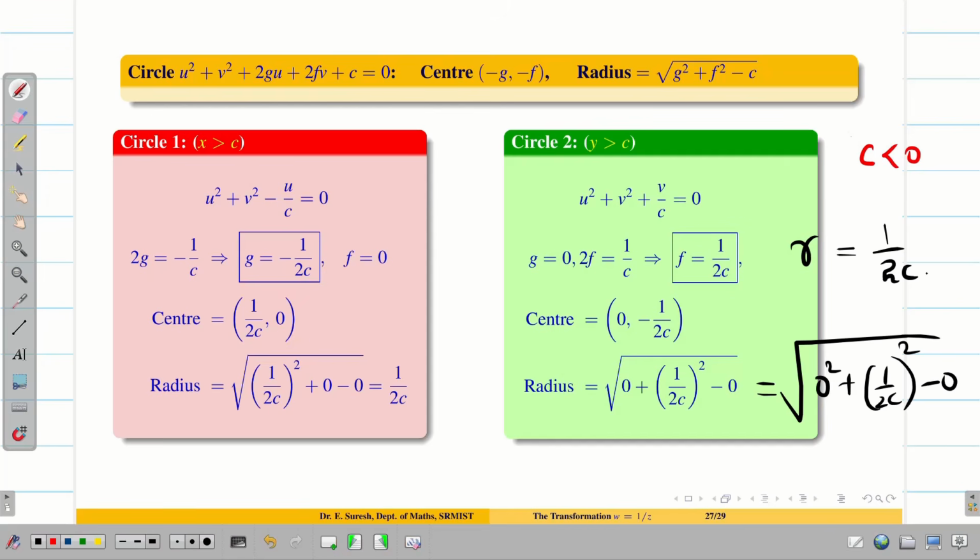Since c is less than 0, I cannot write my radius as 1 by 2c. It will become negative. So I write my radius as modulus of 1 by 2c. In some books they write it like 1 by 2 into mod c. Both are correct. Next we have to draw the diagrams.